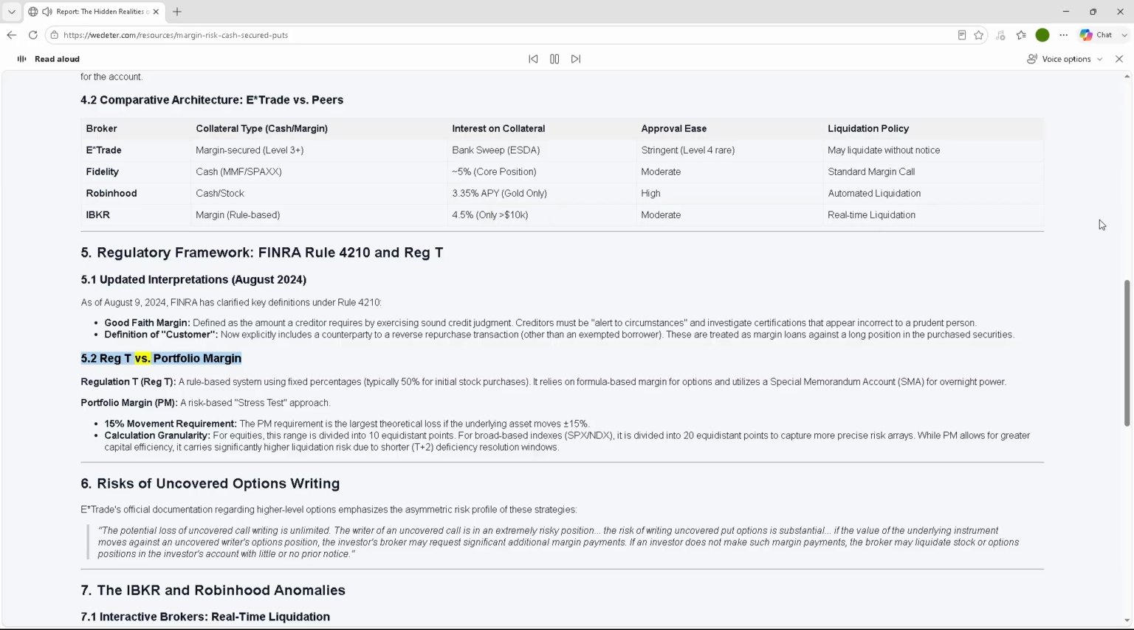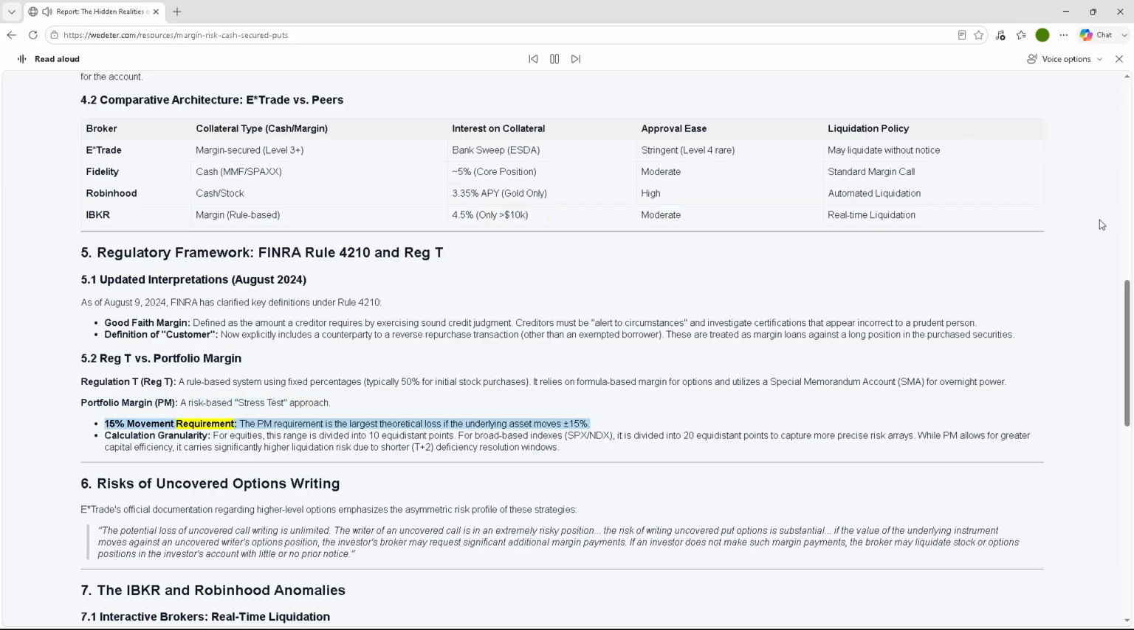5.2 Reg T versus portfolio margin. Regulation T, Reg T, a rule-based system using fixed percentages, typically 50% for initial stock purchases. It relies on formula-based margin for options and utilizes a special memorandum account, SMA, for overnight power. Portfolio margin, PM, a risk-based stress test approach.